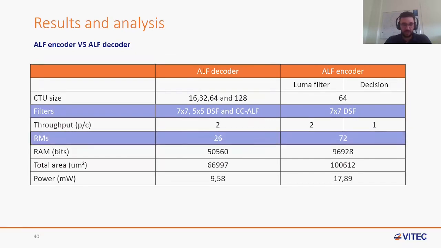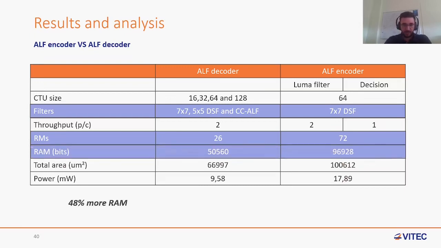In terms of parallel multipliers, here for the decoder we used 26 multipliers in order to reach a throughput of 2 pixels per cycle, while for the ALF encoder we used a total of 72 multipliers for both the Luma filter and the decision phase, in order to process 2 pixels per cycle for the Luma filter and 1 pixel per cycle for the decision phase.